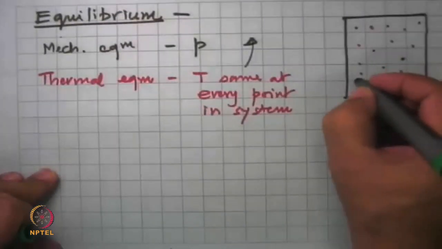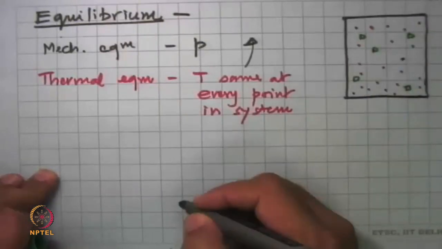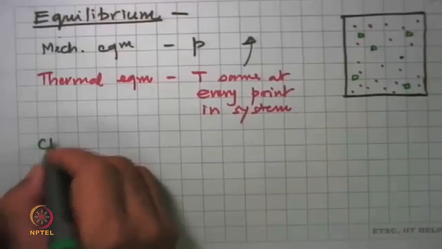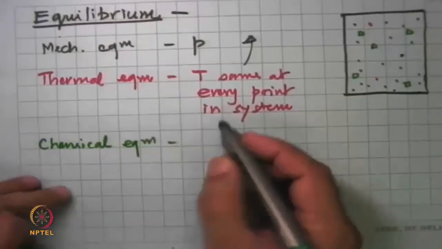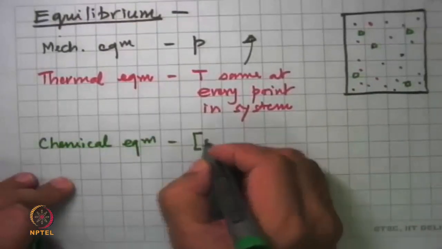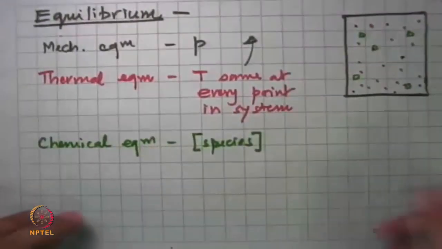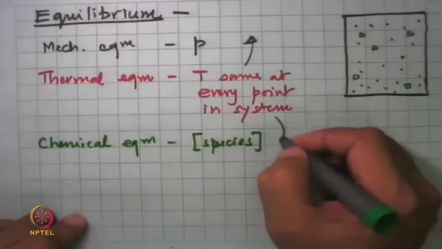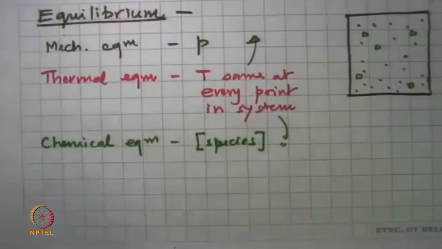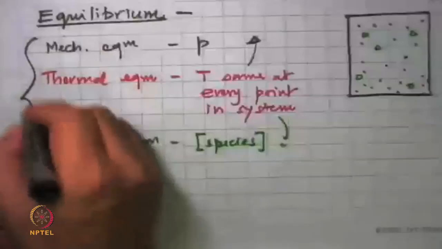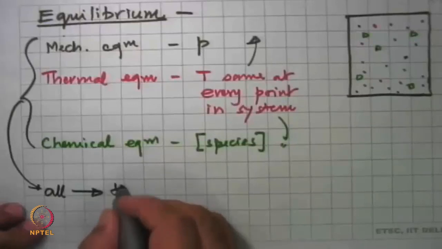And if everywhere here the chemical composition is the same, then the system is in chemical equilibrium. So we have concentration of different species. Species is nothing but different types of molecules. And then this whole thing follows. And if all these three types of conditions are satisfied, then the system is in thermodynamic equilibrium.